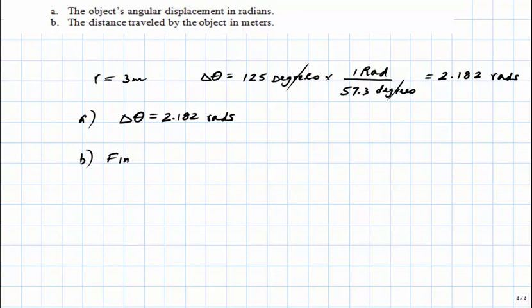Now, distance is denoted by arc length, which is symbolized by the letter S. We need to find S, and of course S just equals R times delta theta. The radius is given as 3. Delta theta was just calculated as 2.182. And if we enter these two values into our calculator, the result is 6.545 meters.